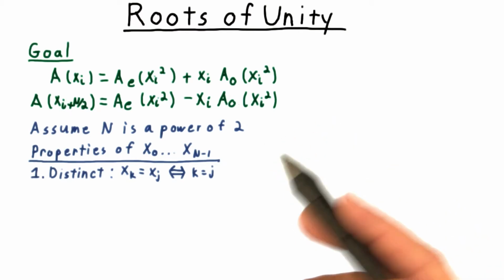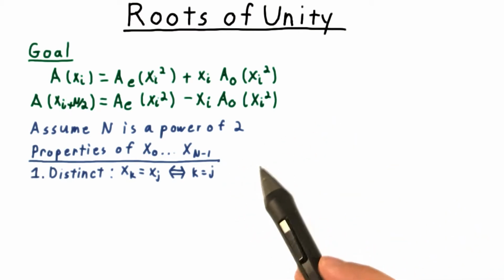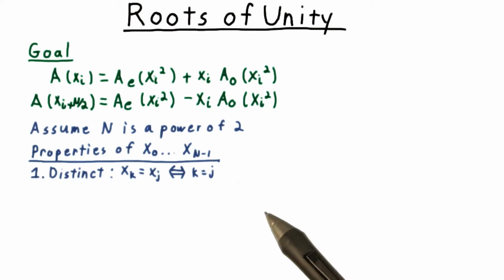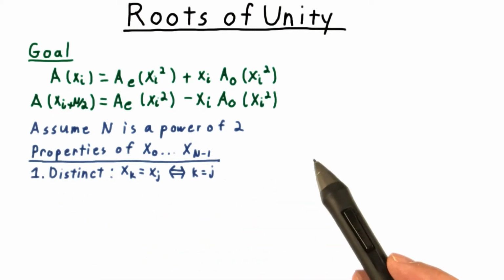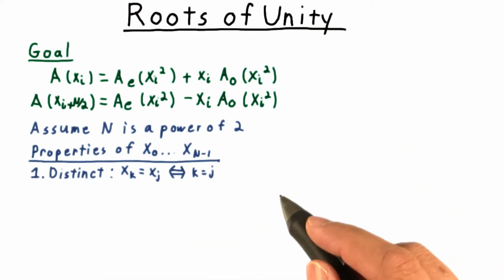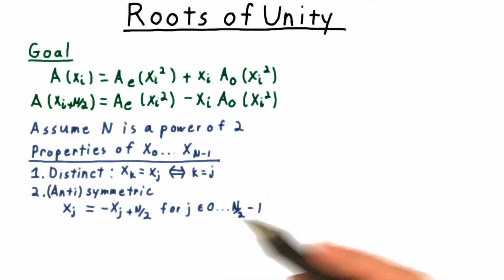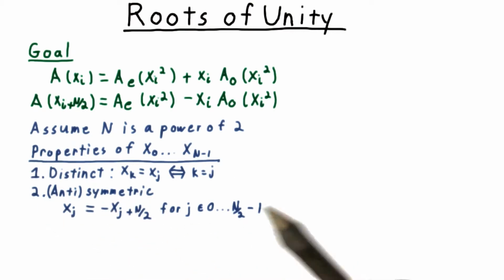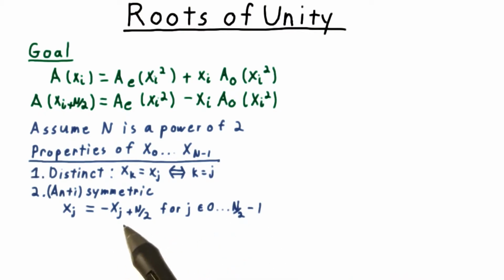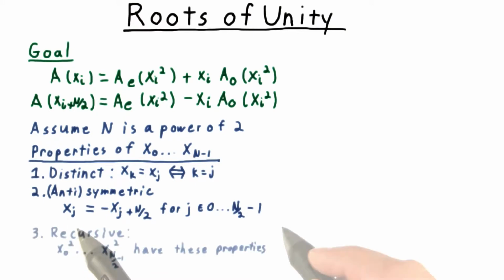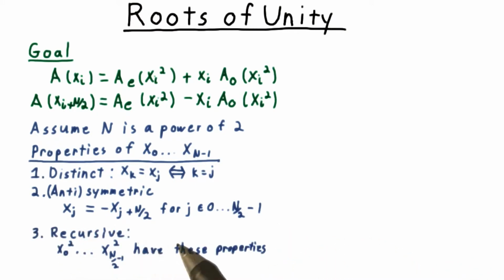In order to be able to do this computation recursively, we need the sequence x to have the following properties. First, they should all be distinct, otherwise our efforts will be wasted, and we won't have enough points to interpolate back to find the coefficients. We also need the points to be symmetric, or antisymmetric, depending on how you look at it. That is to say, we want the point with index j plus n over 2 to be the negative of x sub j. And lastly, we want all these properties to apply to the squares of these numbers so that we can use this trick recursively again and again.